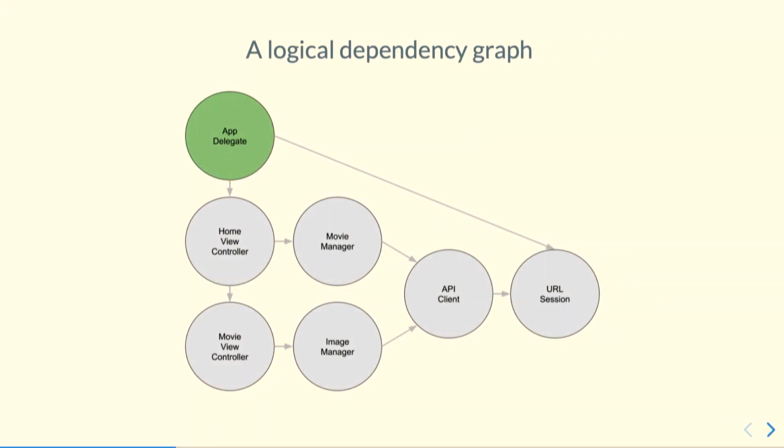So let's see the dependency graph, a pretty logical dependency graph for this application. First of all, the root type would be the app delegate. The app delegate would build a home view controller, which would contain the movies. To load the movies, the home view controller needs a movie manager, let's call it this way. The movie manager would need to reach a server through the API client, and then the API client would need to perform HTTP requests with the URL session. Same thing with the movie view controller and image manager.